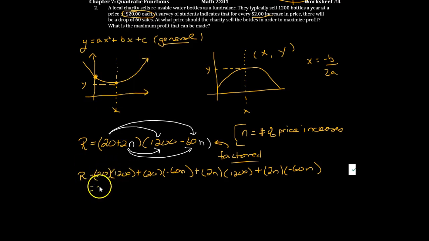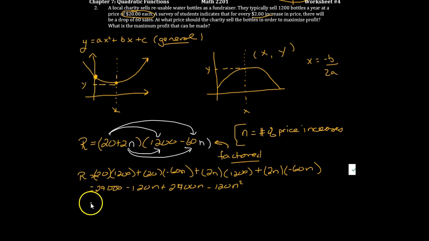20 times 1200 is 24,000, and do not let big numbers throw you off, nor should you let really small numbers throw you off. 20 times negative 60n is negative 1200n. 2n times 1200 is 2400n. And 2n times negative 60n is negative 120n squared.